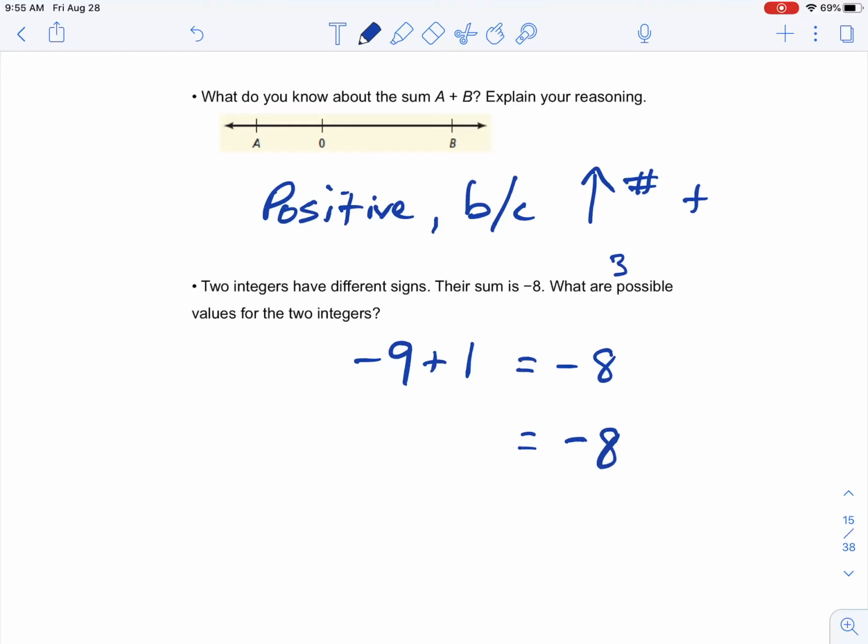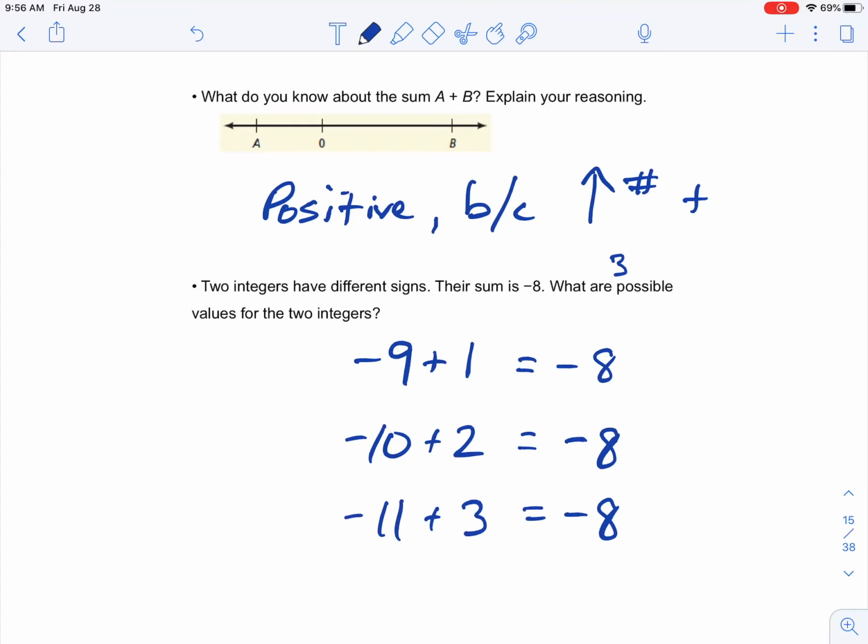Okay, I'm going to try to think of another one. So maybe I do negative 10. Well, negative 10 plus a positive 2 would also give me a negative 8. Again, different signs. One is negative, one is positive, but their sum is still negative. And one more, we could just bump it up another one and say negative 11 plus positive 3. And that would also give us that negative 8.